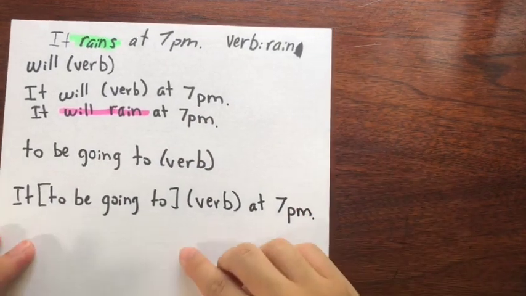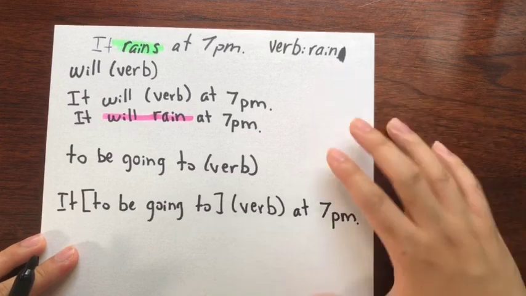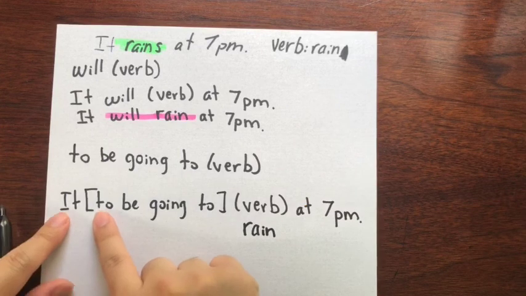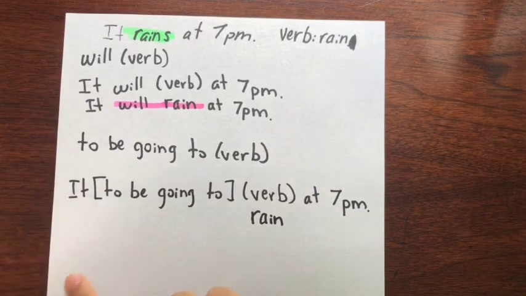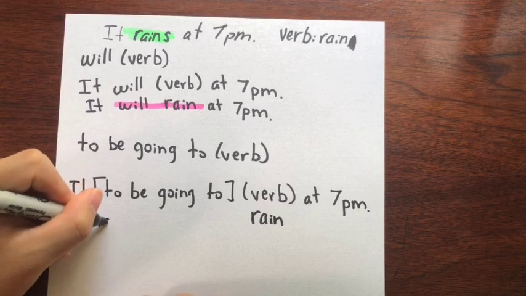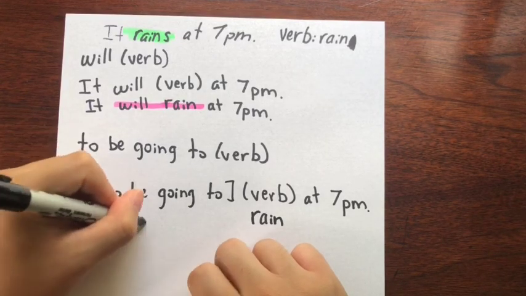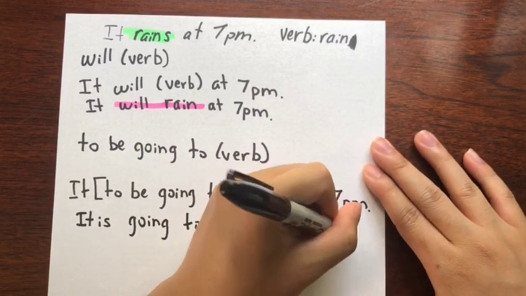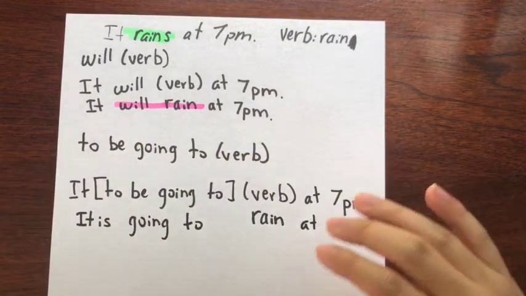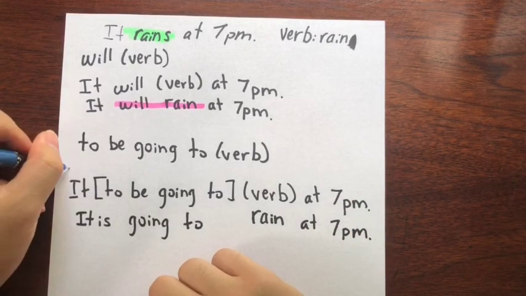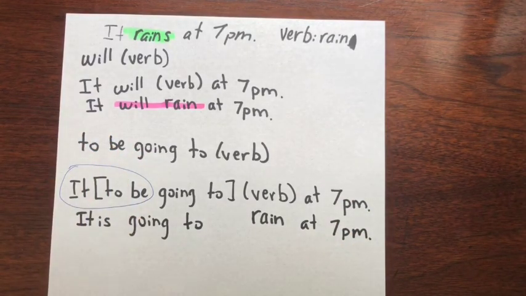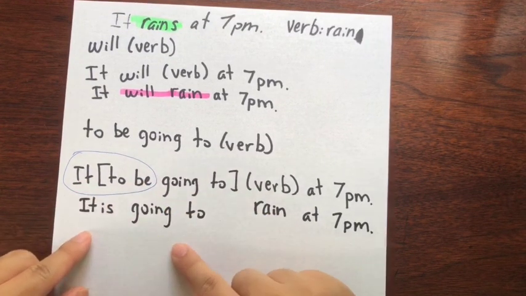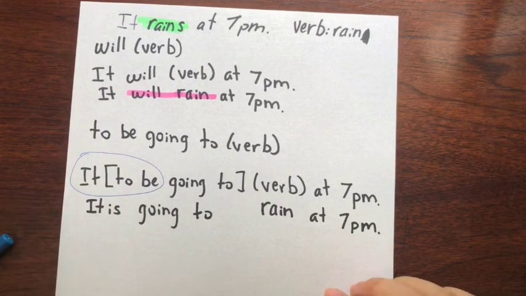Okay? And we know that the verb is rain. And we have it with to be. It with to be becomes it is. It is going to rain at 7 p.m. So we put it and to be together in the present. We use this in the present. It is going to rain at 7 p.m.